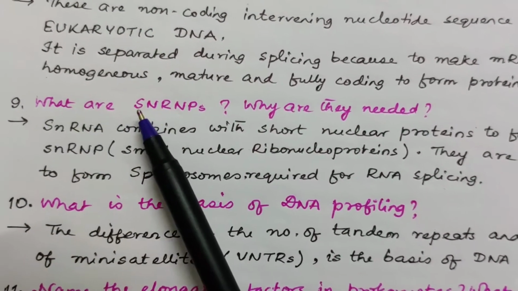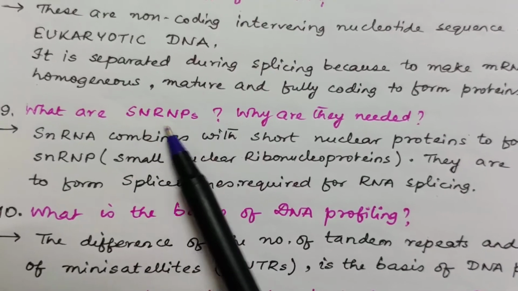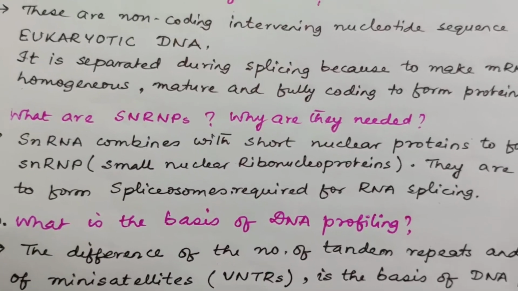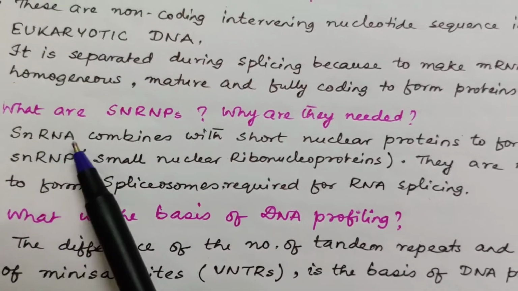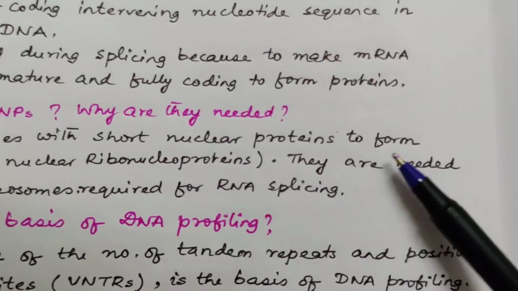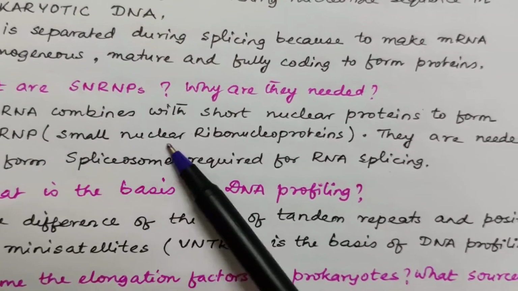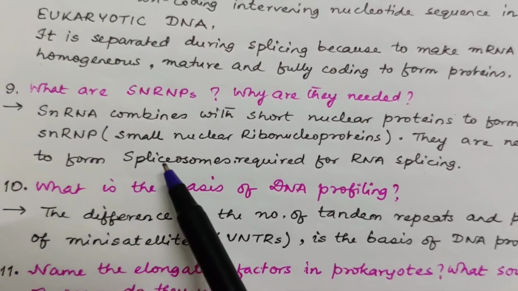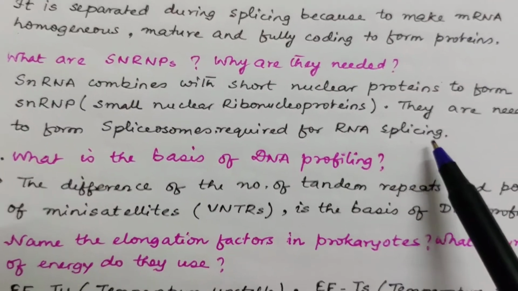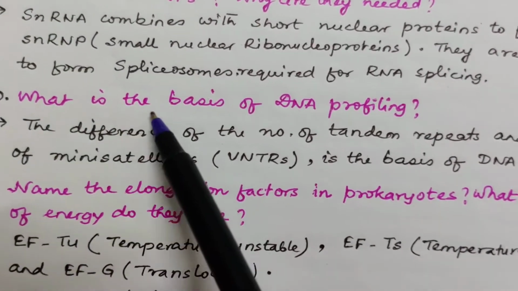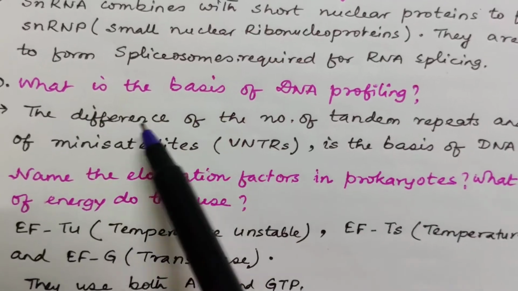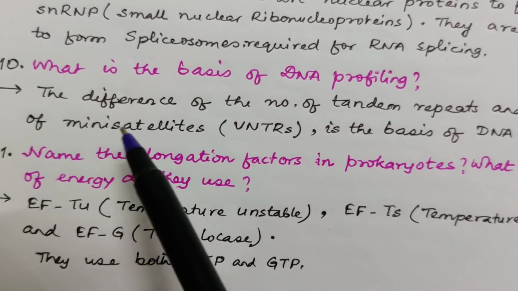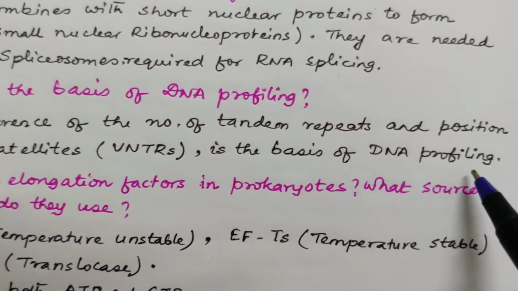Number 9 is, what are snRNPs, pronounced as snurps? Why are they needed? snRNA, small nuclear RNA, combines with proteins to form snRNP, small nuclear ribonucleoproteins. These are needed to form spliceosomes required for RNA splicing. Number 10 is, what is the basis of DNA profiling? The difference in the number of tandem repeats and position of minisatellites or VNTRs is the basis of DNA profiling.